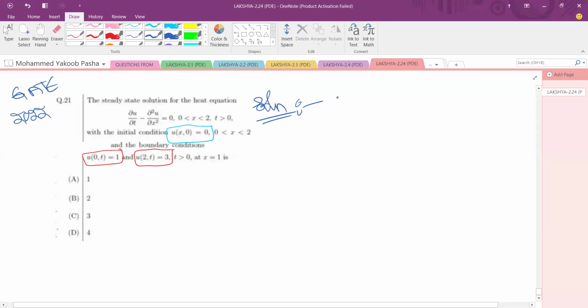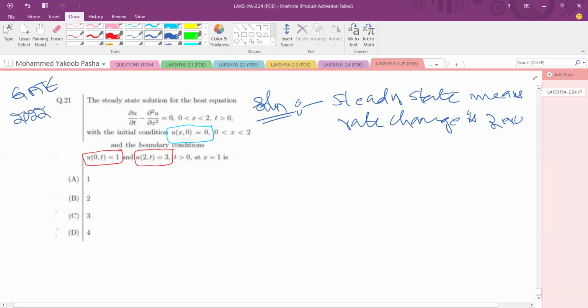First, what is steady state? Steady state. What is the meaning of steady state? Okay, steady state means rate of change is 0. Okay. What is the meaning of rate of change? We have to differentiate the displacement with respect to time. So my displacement is u. When we differentiate with respect to t, the partial derivative, so dou u by dou t.